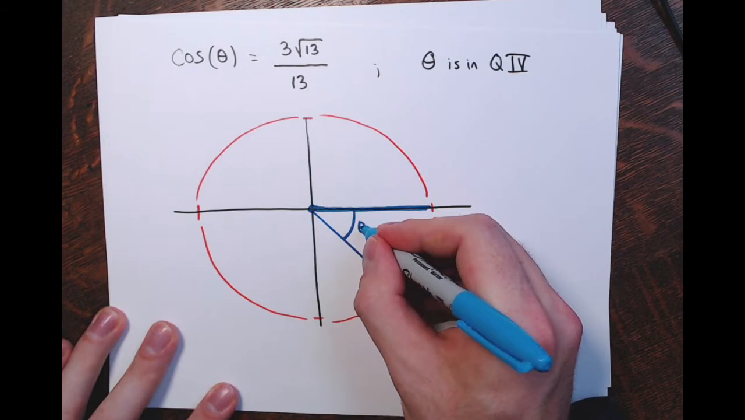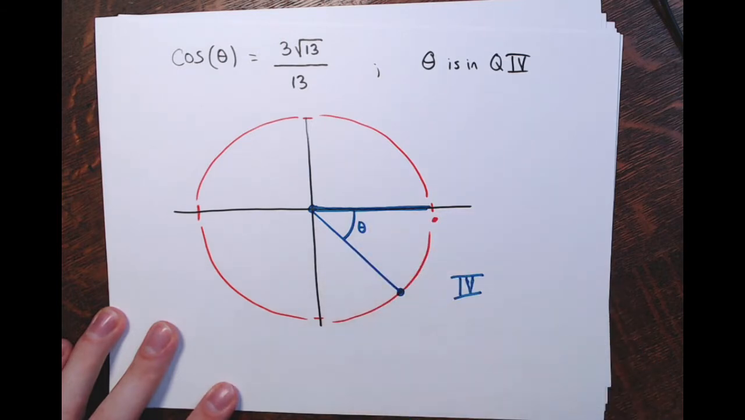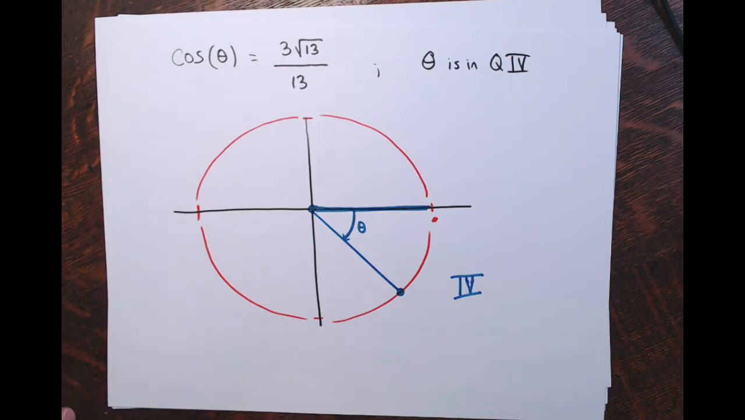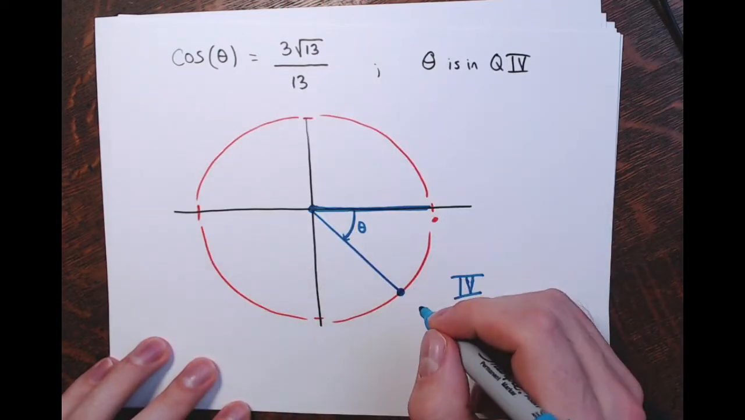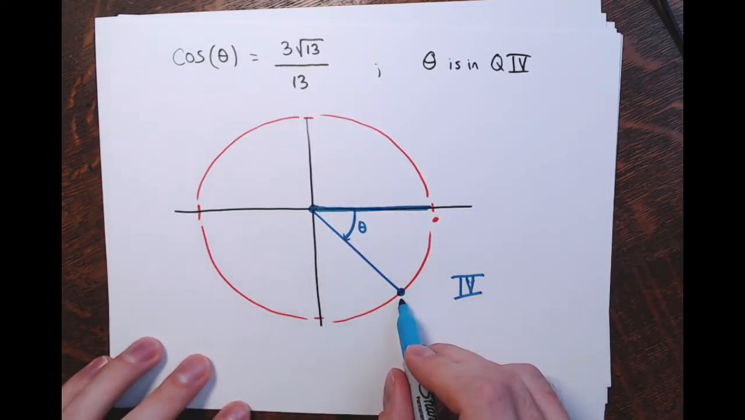So here's theta. It's a negative angle measure. I just drew a negative one, but it ends in quadrant 4. That's all that's important to me. And it intersects some circle at a point. I would like to find the coordinates of this point.